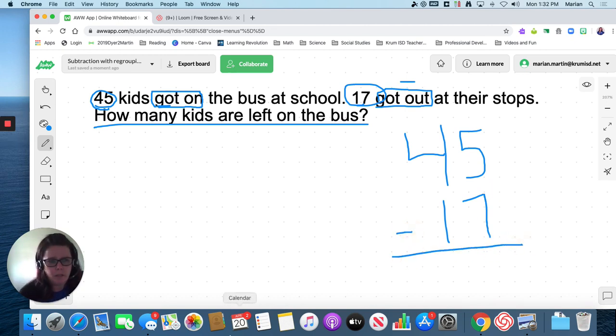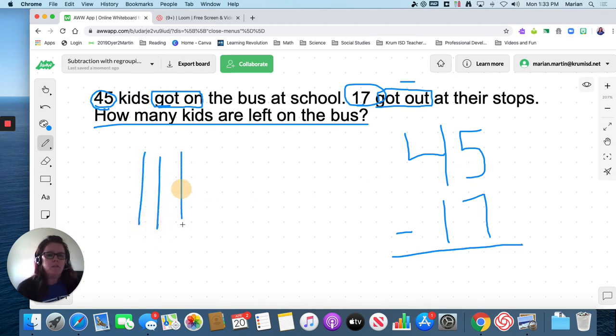Okay? Next thing I'm going to do is I'm going to go ahead and model the number we're going to be subtracting from. The number we're going to be subtracting from is the larger number, and that's 45. When we're doing subtraction, you only have to model one number, because you're going to be taking things away, so you don't have to add anything to it. So we're just going to model one number, and then we're going to work with that model. So I need to model 45.